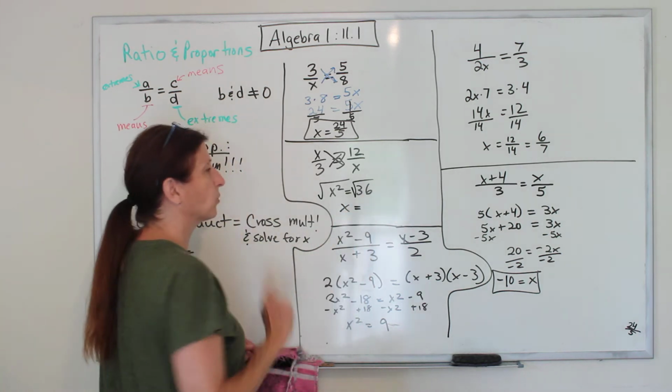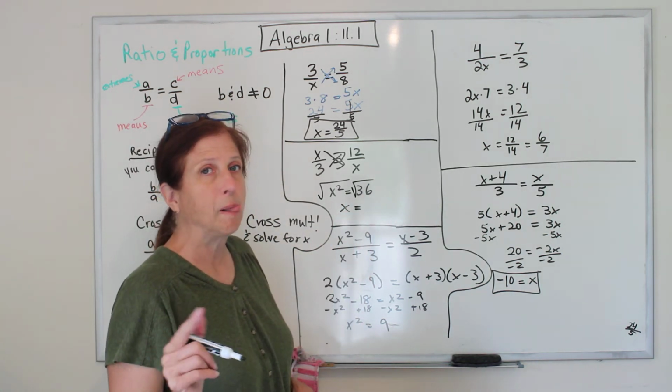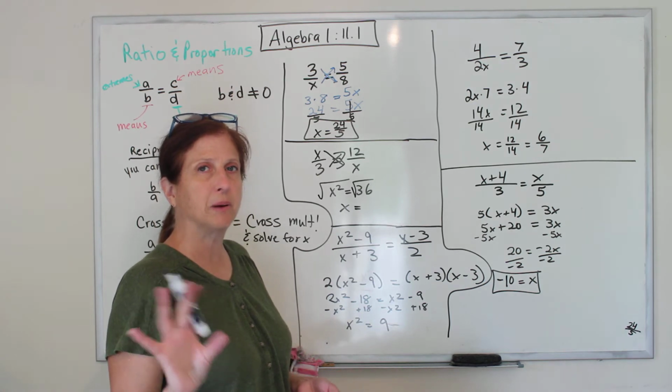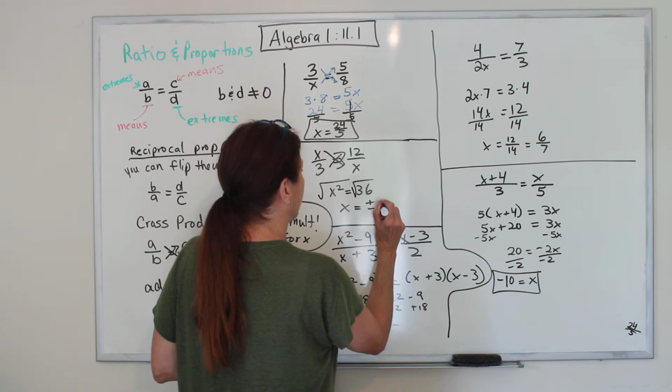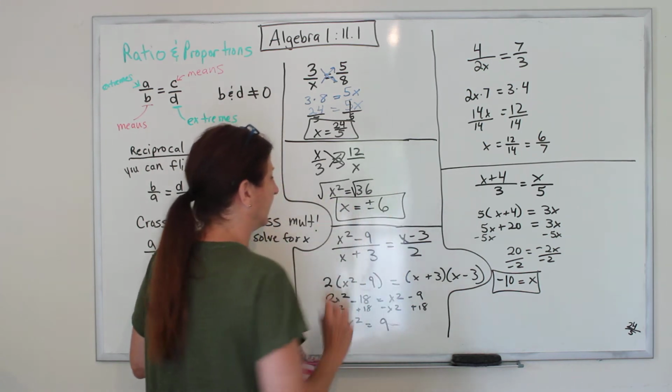So x equals the square root of 36, but remember, sometimes they want us to do plus or minus, sometimes they don't. They want plus or minus this time. So it's plus or minus 6 is the answer.